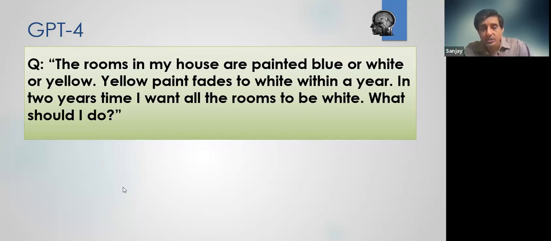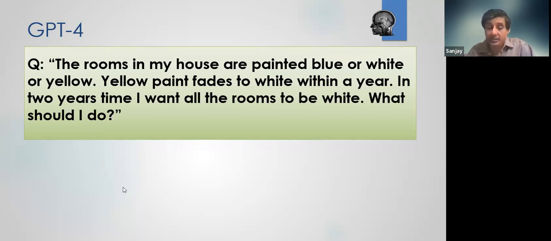The question was, the rooms in my house. He doesn't say how many rooms. He just says the rooms in my house are painted blue or white or yellow, and then he gives it. That's a statement, so it has to figure out what are statements and what are questions. It has to figure out what to do based on this input. It will have to figure out that that is not asking it anything.